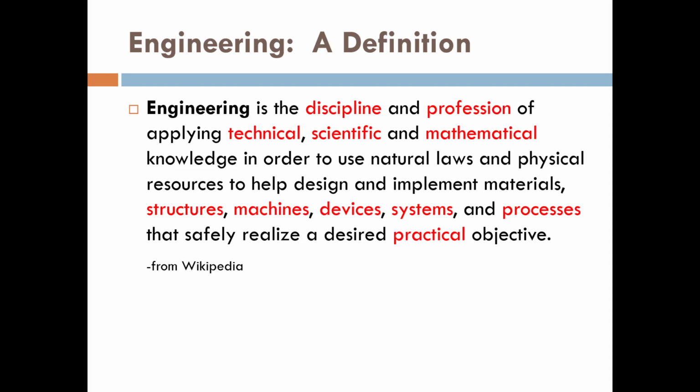We use science. You have to take a lot of science classes if you're an engineer. You have to take a lot of math classes, but you also take engineering classes that use the science and the math, but they're not strictly science or math. They're engineering. They're technical. So we use technical, scientific, and mathematical, and basically, we're taking the laws of nature and applying those to solve certain problems. That is, there's a practical objective.